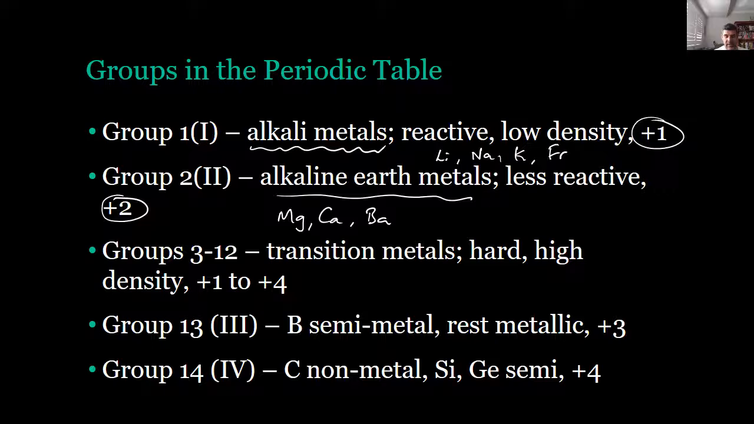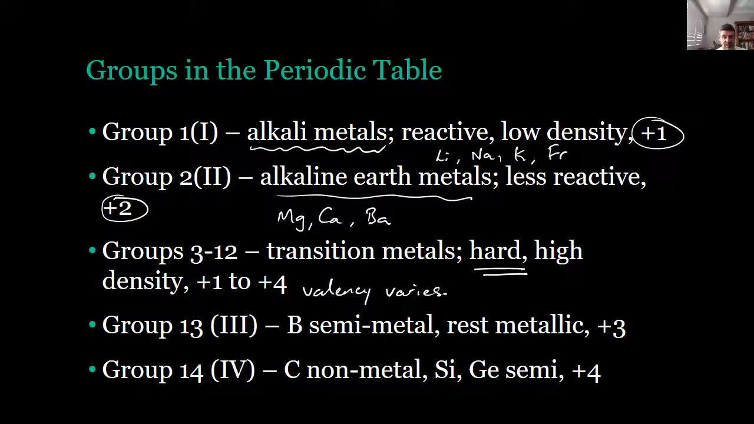If we use our own numeral system, then really the next groups are groups 3 to 12, and that's the group that spans the transition metal group in the middle of the periodic table. Most of these elements are metallic, hard, and they have much higher density than the alkali metals, and their valency varies from +1 to +4. There's a number of different reasons for that, most of which we don't need to worry about in this course.